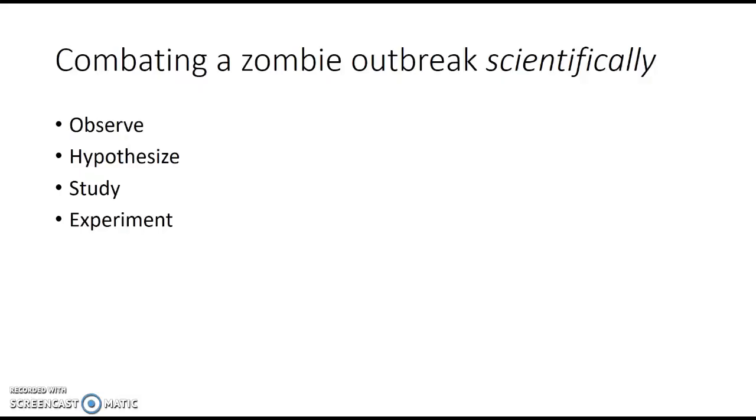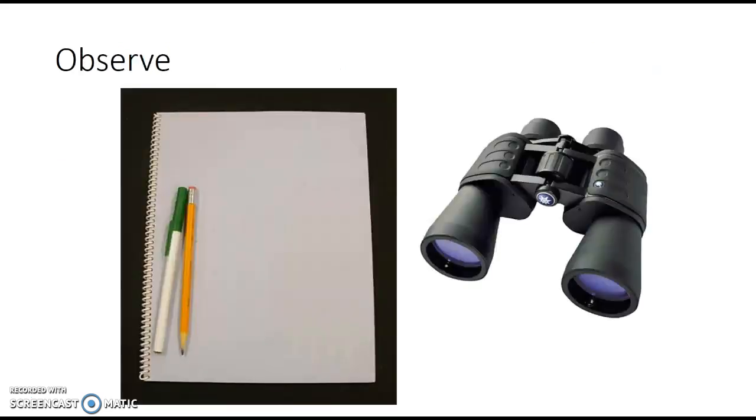So some basic principles I'm going to be following for combating a zombie outbreak scientifically relate back to the scientific method. I'm going to give some recommendations for observations, how you might build a model and a hypothesis about the zombie outbreak, how you would study the undead, and how you would eventually reach the point, hopefully, of experimenting on the undead and trying to find a cure for that.